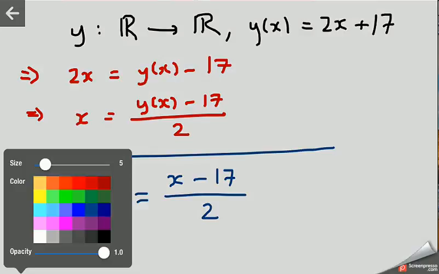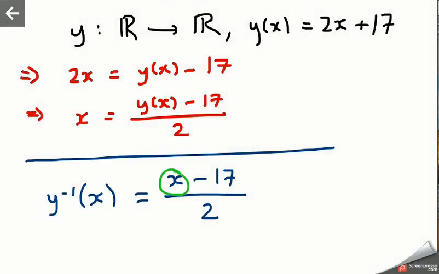Don't get confused by these two x's. Don't get confused by this x and this x. They are not the same. The x is a label for the thing that goes into our function.